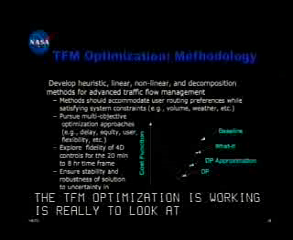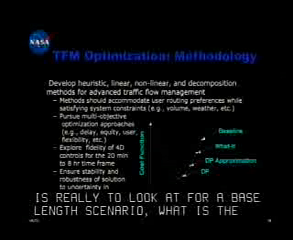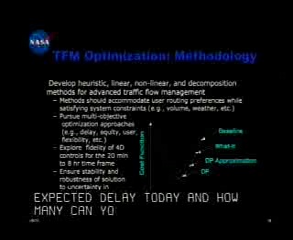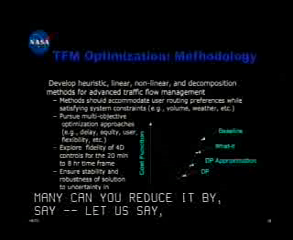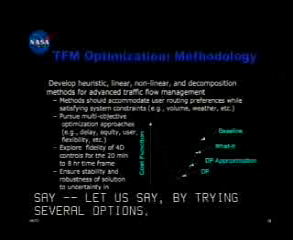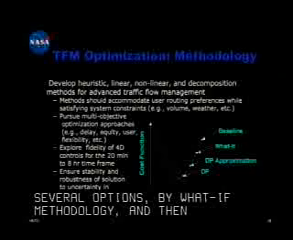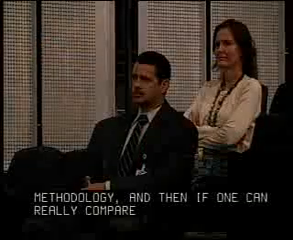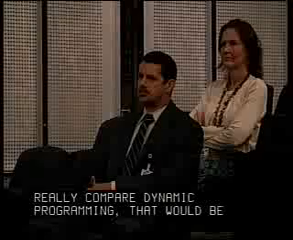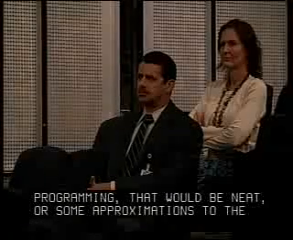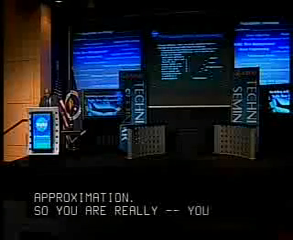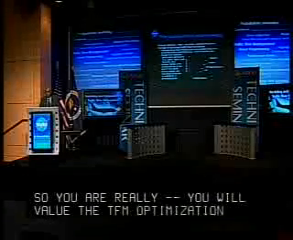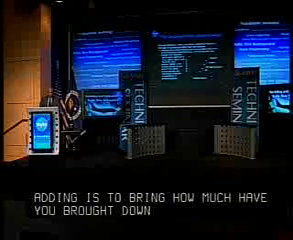And now a good measure of how well the TFM optimization is working is really to look at, for a baseline scenario, what is the expected delay today? And how much can you reduce it by, let us say, trying several options by a what-if kind of methodology. And then if one can really compute dynamic programming, that would be neat, or some approximations to the dynamic programming. So the value the TFM optimization is adding is how much you have brought down from the baseline to the approximation. Next view graph, please.